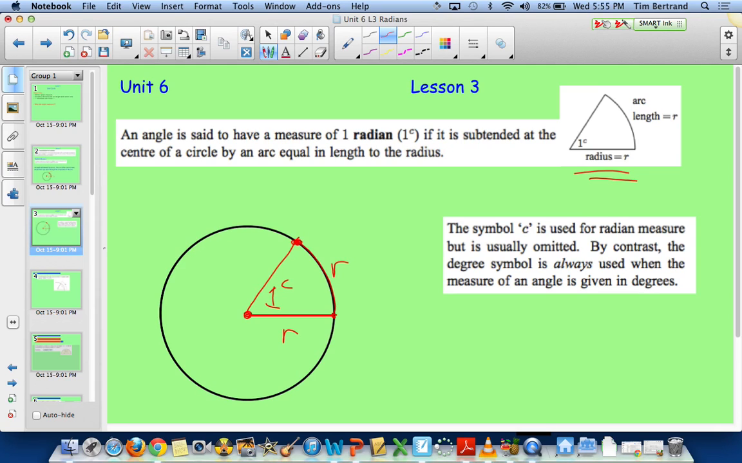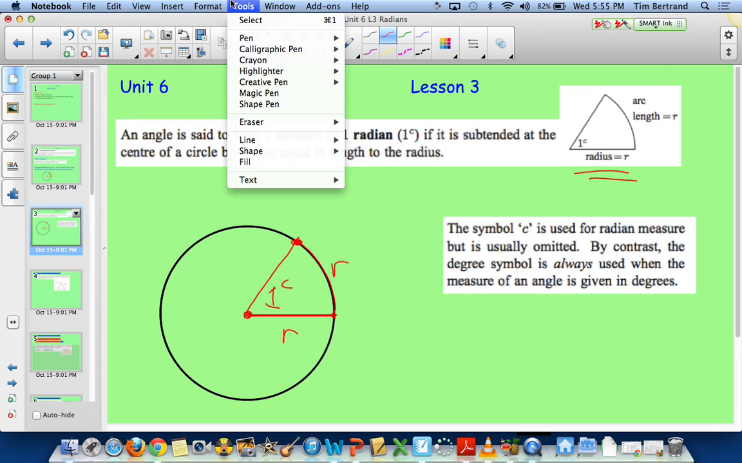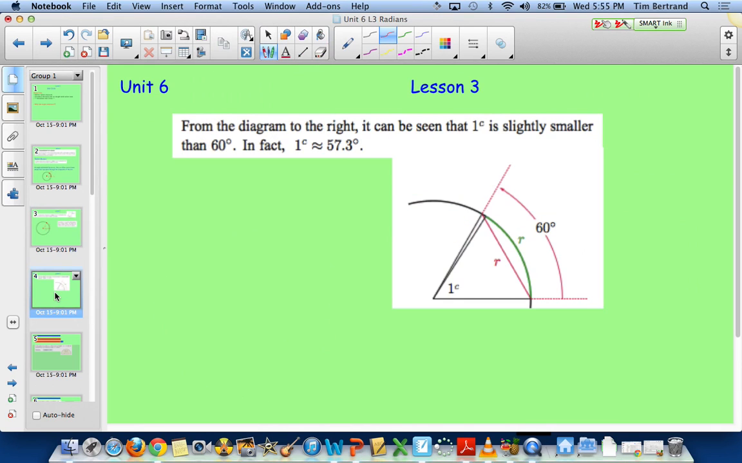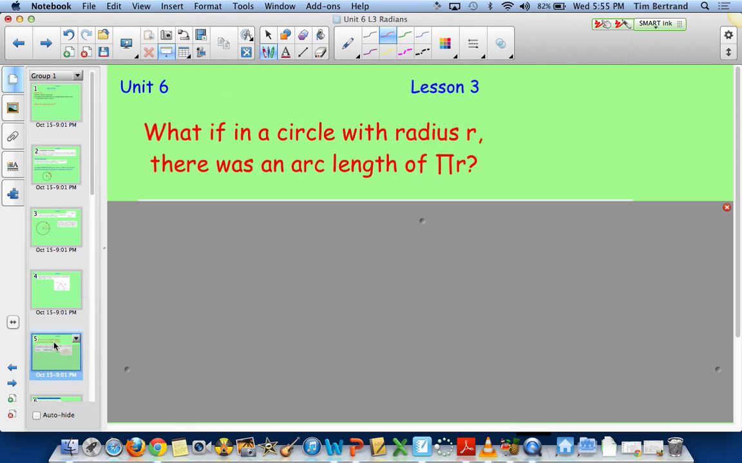Okay? We use the letter C for radians, but oftentimes we omit it. So if you don't see any symbol, that means we're in radians because we'll always use the symbol for degrees. So just so you know, 60 degrees is a little bit bigger than 1 radian. Okay? And we'll take a look at this again.